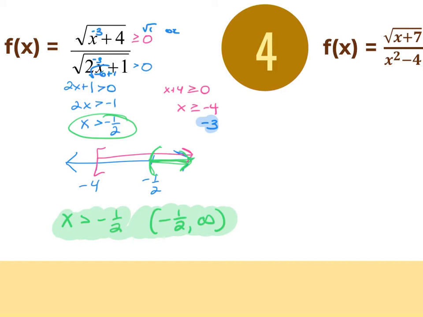Because they both have to be true. So x has to be greater than negative a half and greater than negative 4. The only place that overlaps is negative 1/2 to positive infinity.